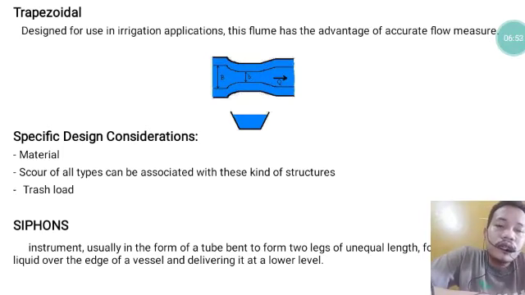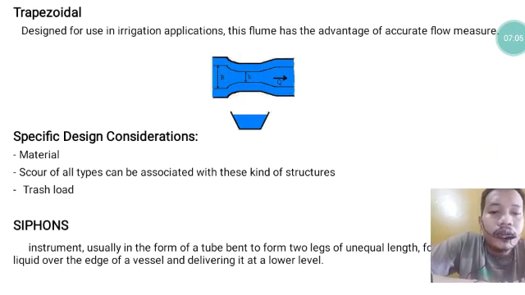Next is siphons. An instrument usually in the form of a tube bent to form two legs of equal length for conveying liquid over the edge of the vessel and delivering it to the lower level.